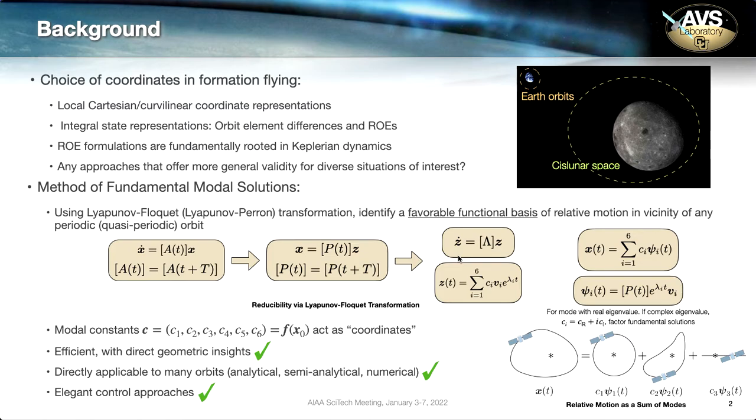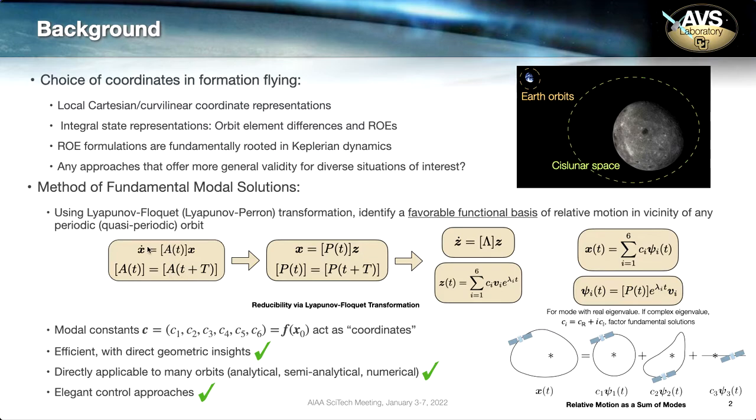The approach that we developed is called the method of fundamental modal solutions. We use Lyapunov-Floquet transformations to identify a favorable functional basis of relative motion in the vicinity of any periodic orbit. If you can compute the quasi-periodic Lyapunov-Perron transformation, this method will be generally extended to motion in the vicinity of any quasi-periodic orbit. But this talk is focused just on the periodic case.